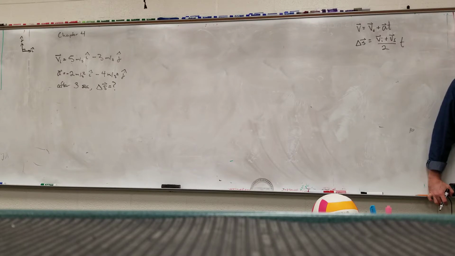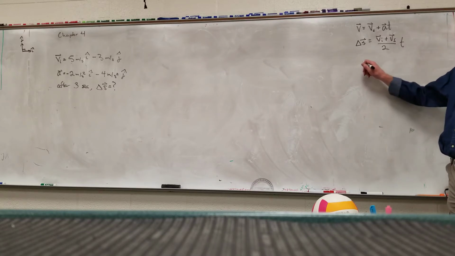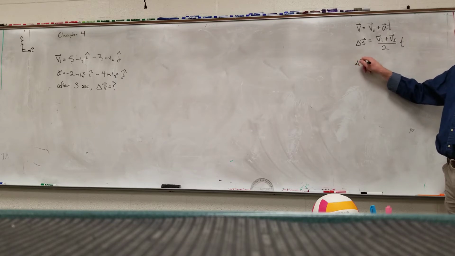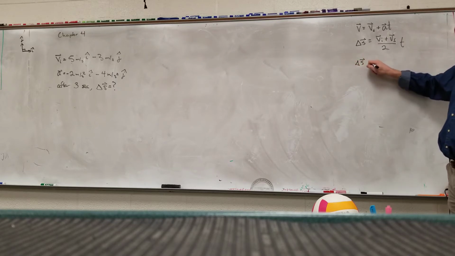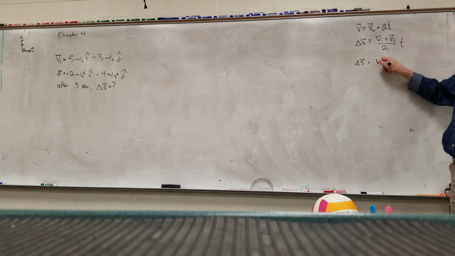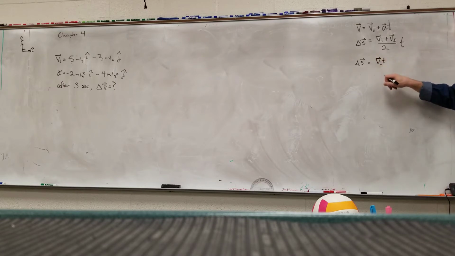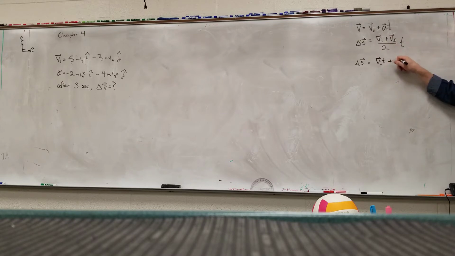Even though on a quiz or test, this will be written at the top of the quiz or the first page of the test, it's still good to know them. Your position will be the initial position plus VI t plus half of the acceleration t squared. Notice we switched from VO to VI here. And then what was the last bit? A half of the acceleration t squared. All right, one more to go.